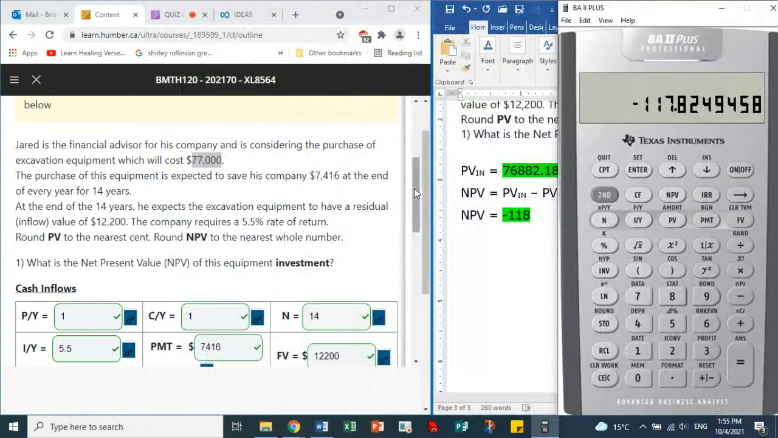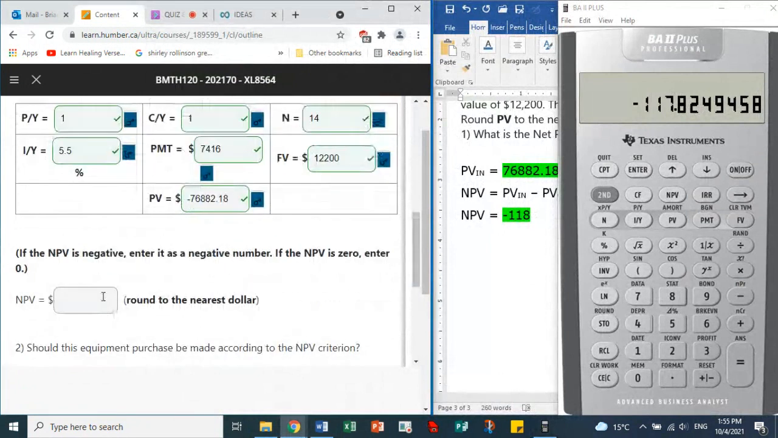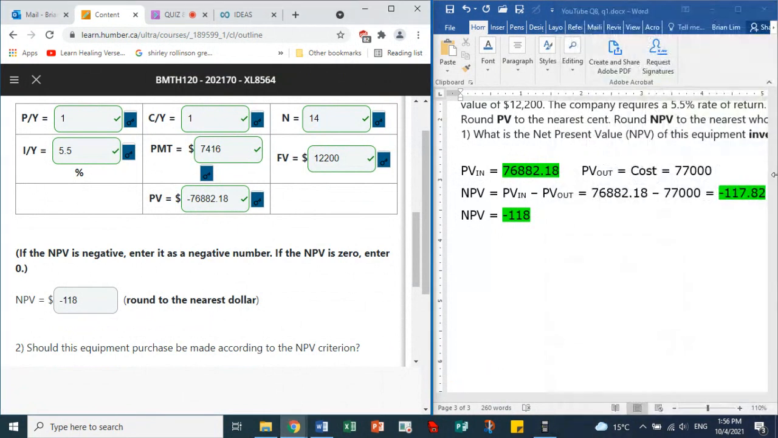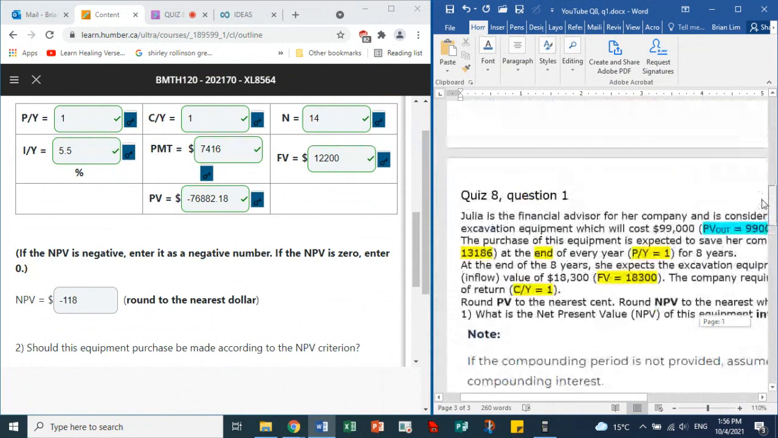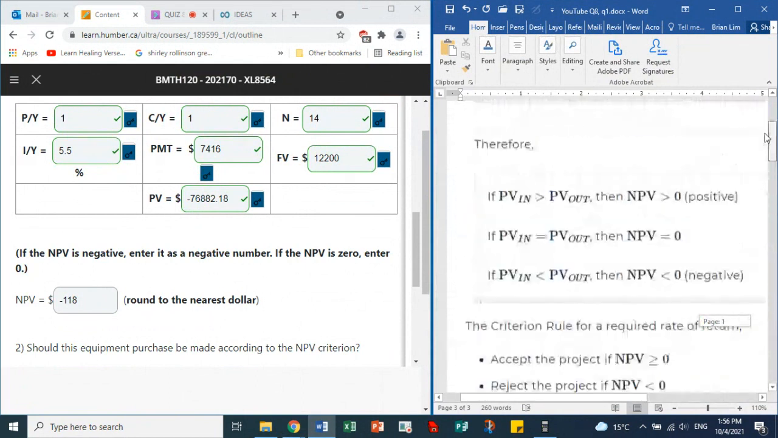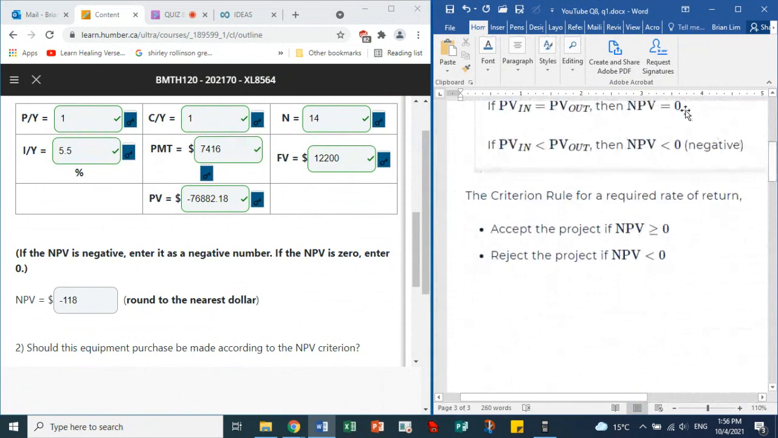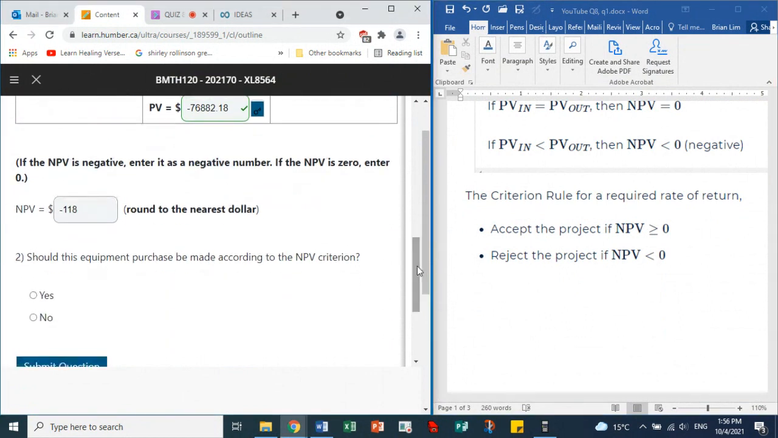So let's go down and put in the entry. The entry is negative 118. So what is the criterion for that? Because it's singular, it's one decision. So the criterion is that if it is negative, right here, the net present value is less than 0, meaning it's negative, it is to be rejected.